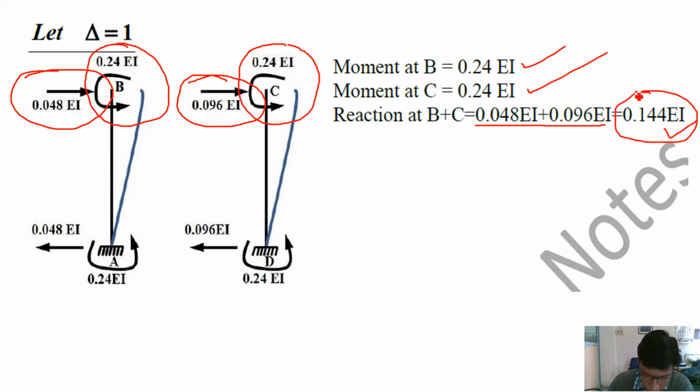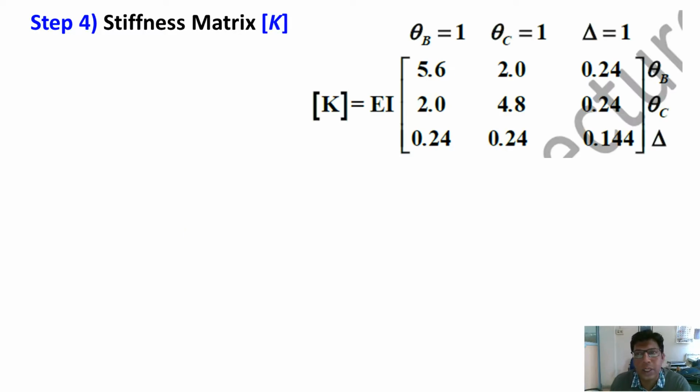Okay, so this is the third figure of unit displacement, and based on these three figures we can write the stiffness matrix. So this is the stiffness matrix of the given portal frame. First column from the first figure, theta b equal to 1, second column from theta c equal to 1, third column from delta equal to 1.